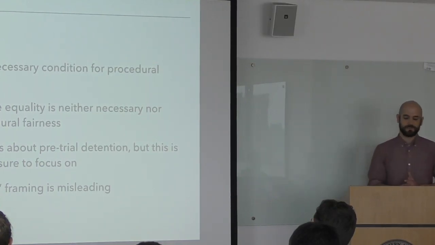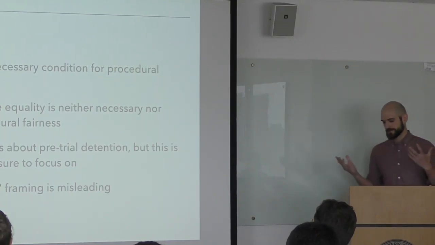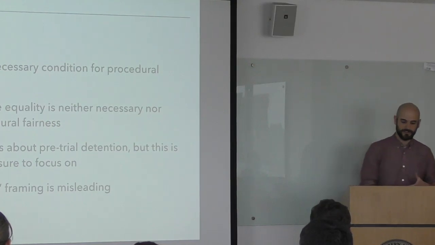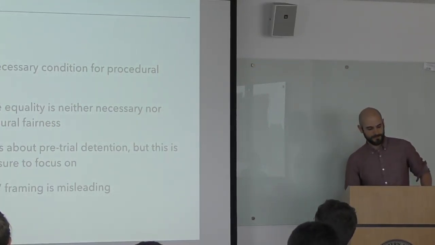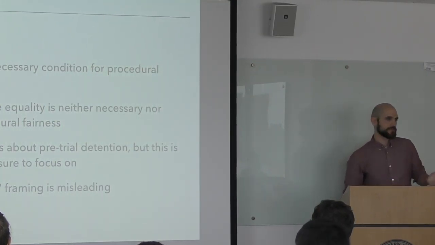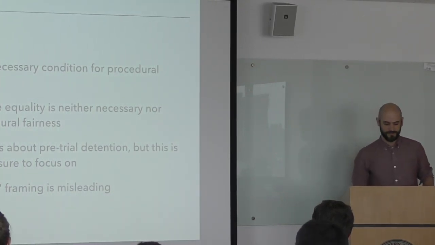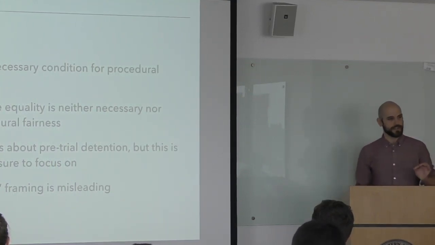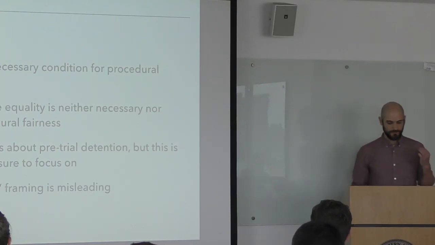So just so there's no suspense, these are going to be the main claims. I'm going to say that a measure called calibration is a good measure of fairness. In particular, it's a necessary condition for procedural fairness. And then I'm going to argue that false positive rate equality is neither necessary nor sufficient for procedural fairness. I just want to say at the outset that I'm not denying that there are many extremely unfair things about pretrial detention and the COMPAS algorithm in particular, but I think that this particular measure is just not the right thing to focus on if we're trying to make things more fair.